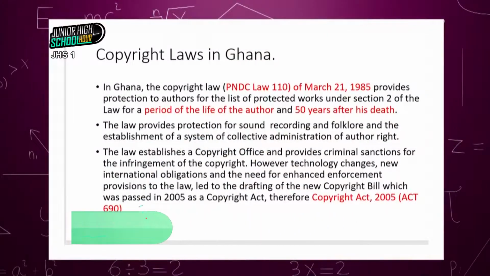The law provides protection for sound recording, folklore, and the establishment of a system of collective administration of author rights. That means they create offices that overlook these issues. The law establishes a copyright office and provides criminal sanctions for the infringement of copyright. However, technology changes, new international obligations, and the need to enhance these laws led to the drafting of the copyright law I mentioned before, the 2005 copyright. That's the Act 690.